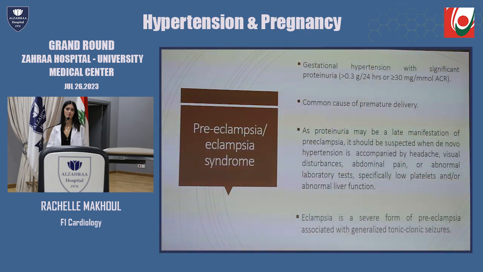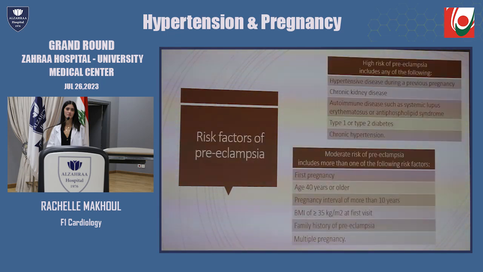Now, preeclampsia syndrome, it is an entity of gestational hypertension plus significant proteinuria. It is a common cause of premature delivery due to placental insufficiency, and it should be assessed and suspected when we have de novo hypertension during pregnancy associated with either headache, visual disturbances, abdominal pain, and abnormal laboratory tests, as proteinuria may be a late manifestation of preeclampsia, and eclampsia it is a severe form of preeclampsia associated with seizures.